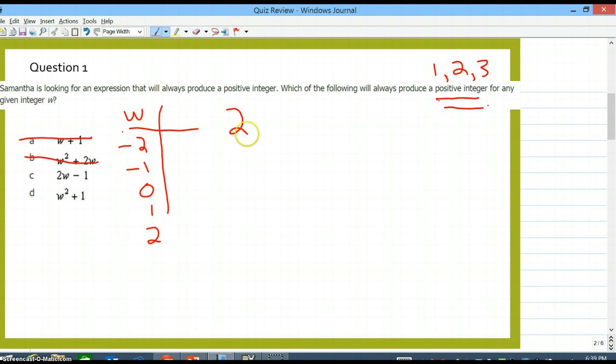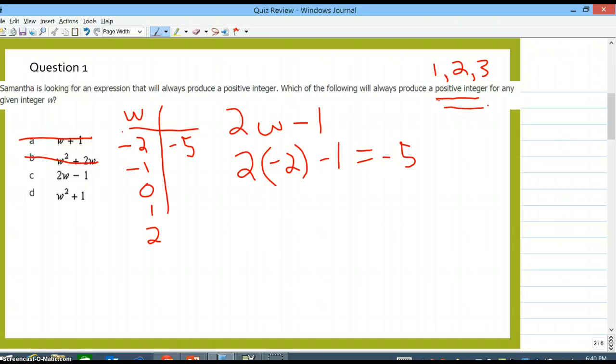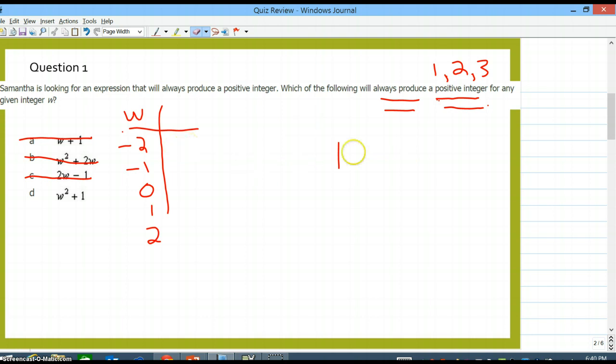So I'm going to write the rule for C, 2W minus 1. And I'm going to start by plugging in values for W. The first one I'm going to plug in is -2. And this one, you can put it in your calculator or it's very easy to do in your head. This is going to give me -5. Right away, I can already see that this rule is going to produce negative integers. I'm looking for a rule that will always produce positive integers, so I can eliminate answer choice C right away. I'm going to erase my work for answer choice C.